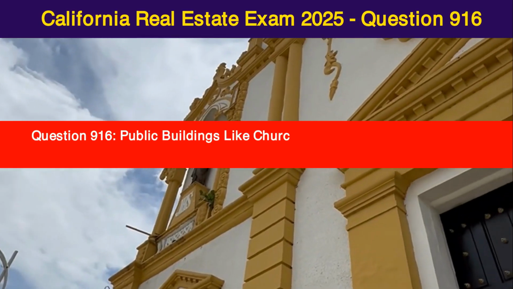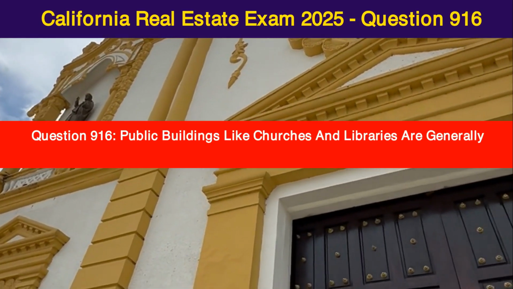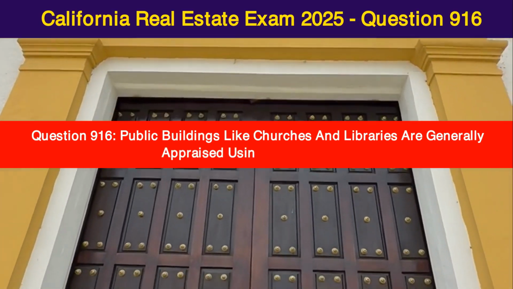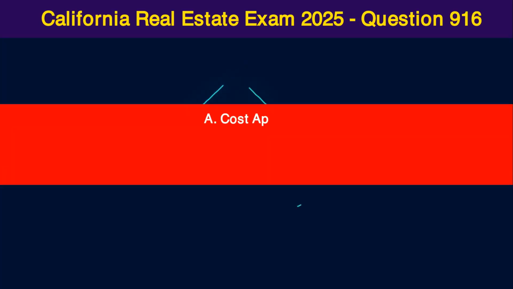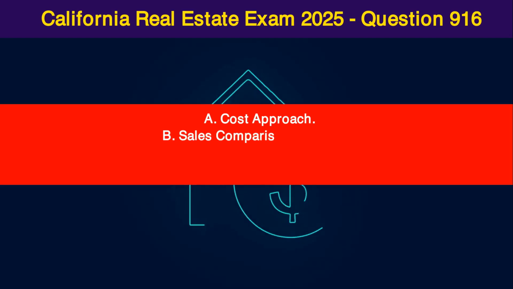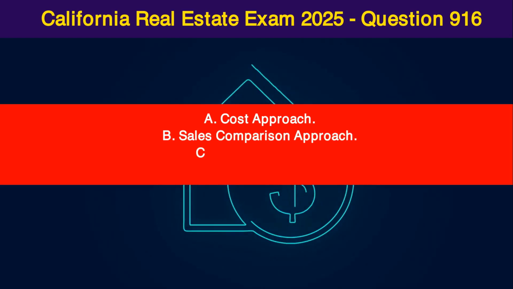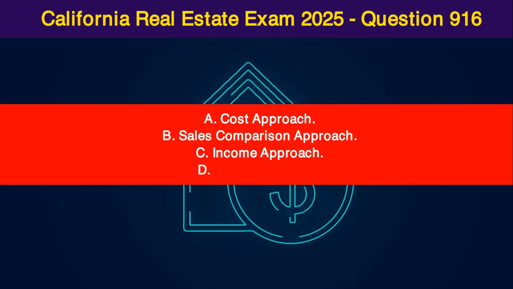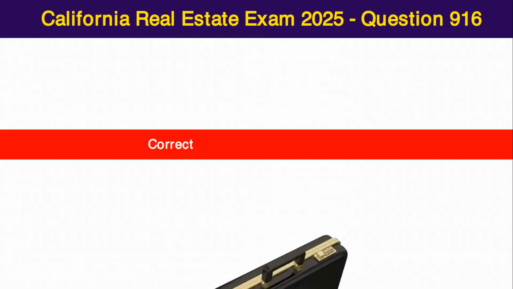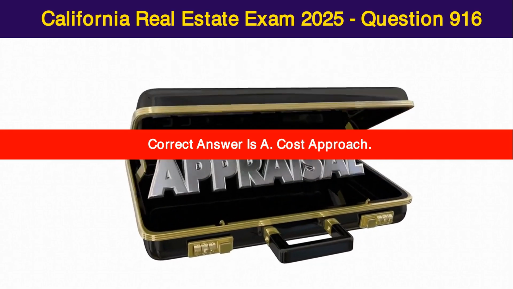Question 916. Public buildings like churches and libraries are generally appraised using which method? A. Cost approach. B. Sales comparison approach. C. Income approach. D. Market approach. Correct answer is A, cost approach.